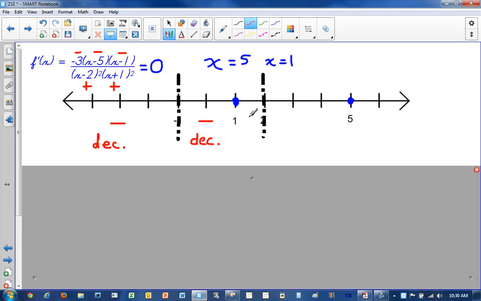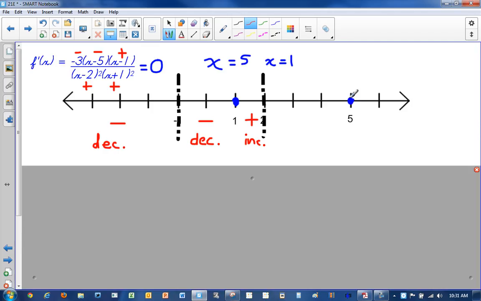Now let's try a number between 1 and 2, like 1.5. Remember, I'm only looking for what the sign is. If I take 1.5, the negative 3 is always going to be negative. 1.5 minus 5 is negative, but 1.5 minus 1 is positive 1/2. Ignoring the denominator, because that's always positive, I see now that the first derivative between x equals 1 and x equals 2 is going to be positive, meaning that the function between x equals 1 and x equals 2 will be increasing.